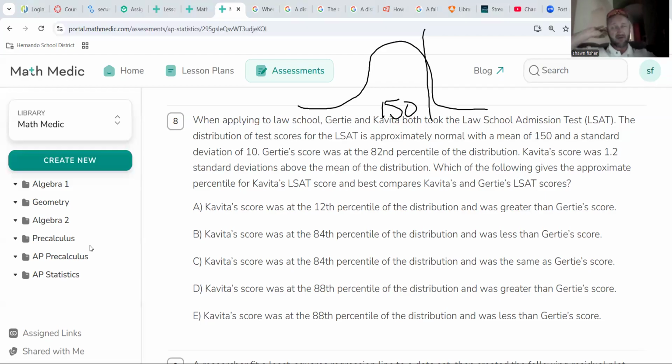Okay. And on your calculator, it's going to be just a little bit different. It's going to tell me a score, right? So I'm going to say 0.82. Is that what it was? Yeah, 0.82. What was the mean? It was 150. What was the standard deviation? It was 10. They're going to give me a score. This is 159, and that makes sense.